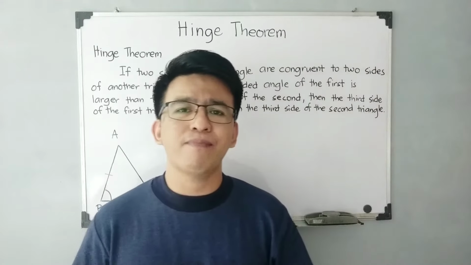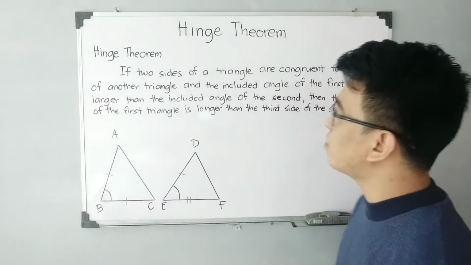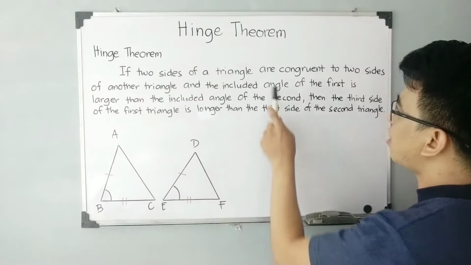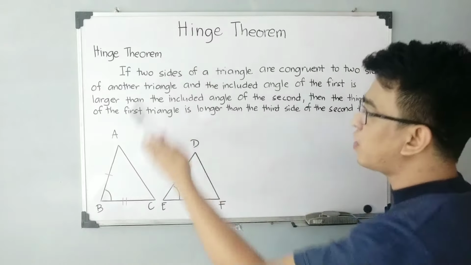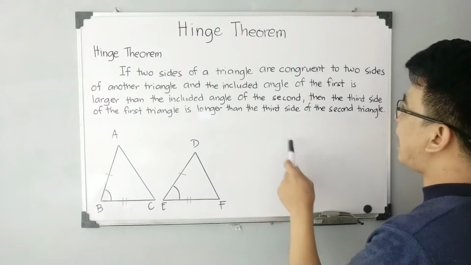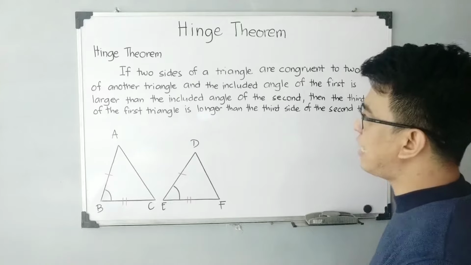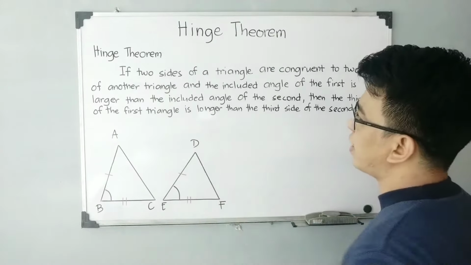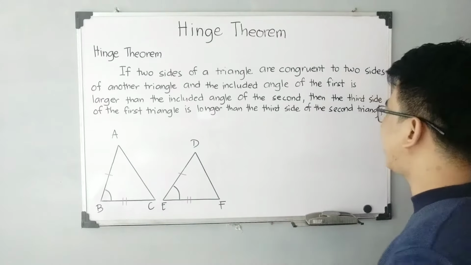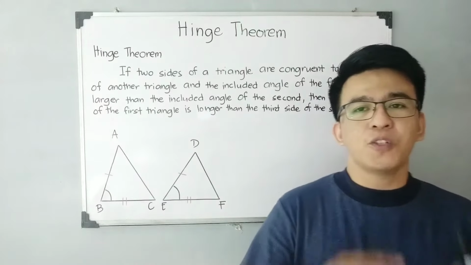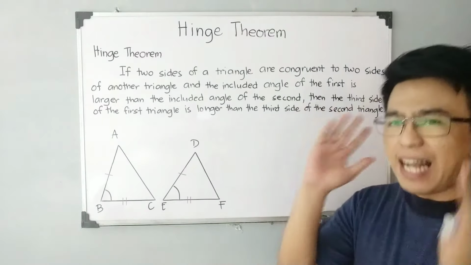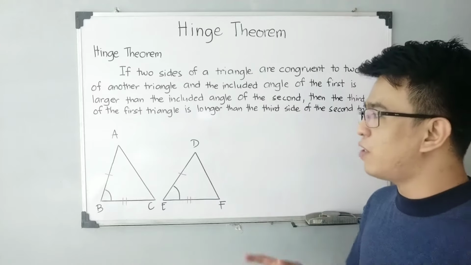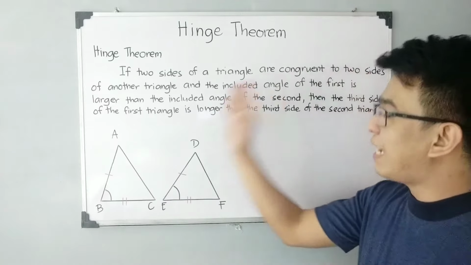So basically, what is meant by the Hinge Theorem? Let's start to read the Hinge Theorem. Sabi dito, if two sides of a triangle are congruent to two sides of another triangle, and the included angle of the first is larger than the included angle of the second, then the third side of the first triangle is longer than the third side of the second triangle. So kung babasahin niyo mismo ang theorem, nakakalito siya. Diba? Nakakalito. So I will try my best for you to understand well what is meant by the Hinge Theorem.